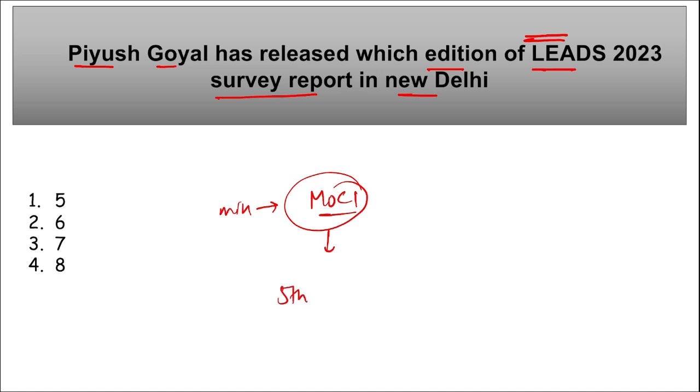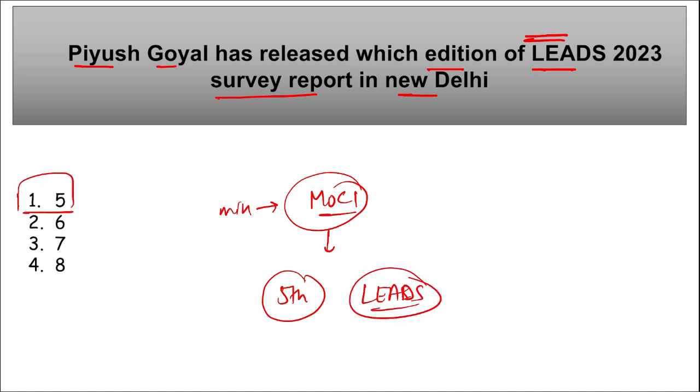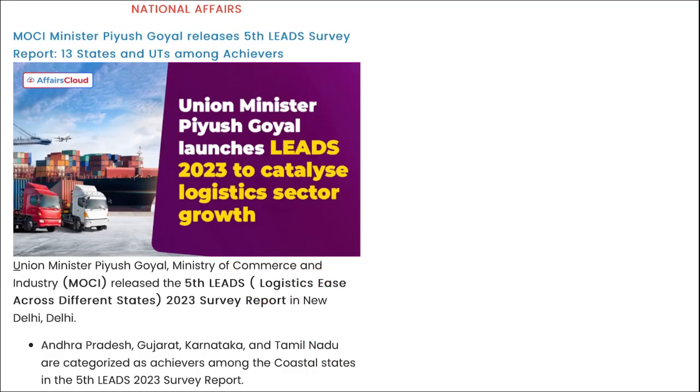and this was the 5th edition of the Leads report, right? This was the 5th edition of this Leads report, that is Logistics Ease Across Different States 2023 survey report. This was released in New Delhi. Right, if we talk about this report only, here you can see Andhra Pradesh, Gujarat, Karnataka and Tamil Nadu. They are categorized as the achievers among the coastal states in the 5th Leads 2023 survey report.